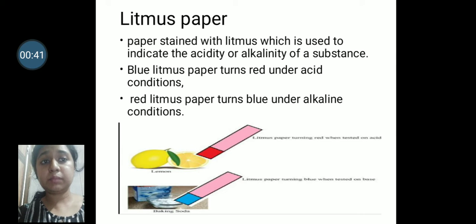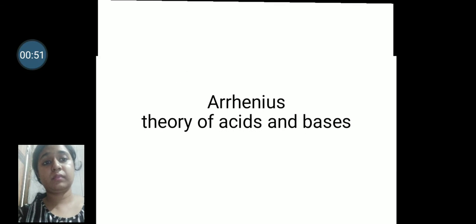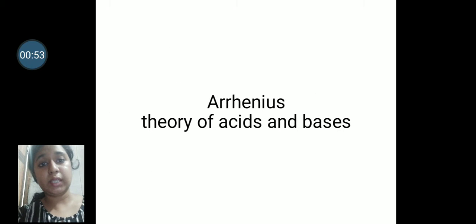When the blue litmus paper turns red, that means the substance is acidic. When the red litmus paper turns blue, that means the substance is a base. Arrhenius is the Swedish scientist who gave the theory of acids and bases in the year 1887.